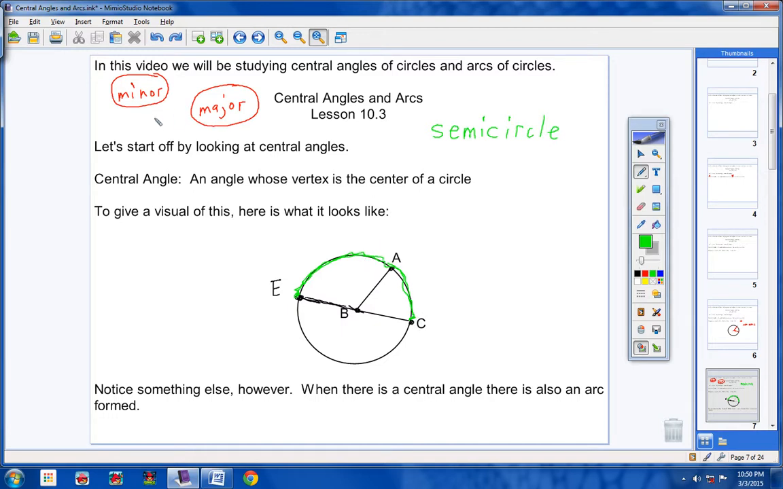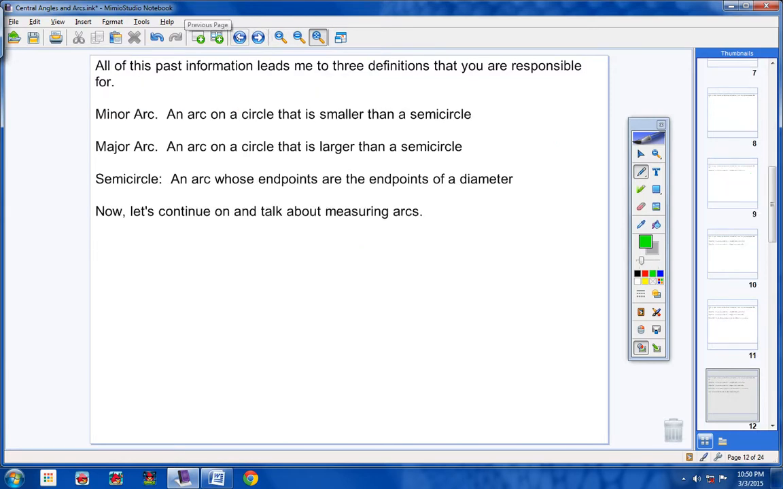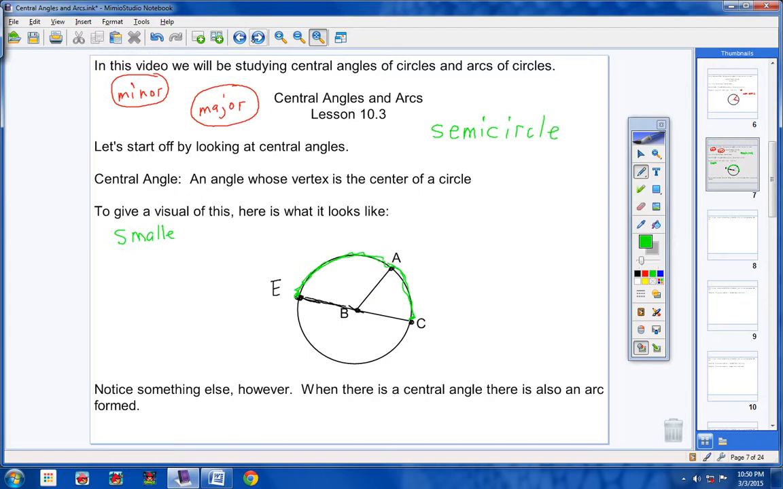Now, are you ready? A minor arc is any arc that's smaller than a semicircle. Now, you don't have to necessarily write that definition down because in just a second, I'm going to give you these definitions right over here, okay? But right now, I'm trying to show you. So, a minor arc is smaller than a semicircle. I'll put SC for semicircle. A major arc is bigger than a semicircle. So now you know the difference between a minor arc and a major arc, okay?